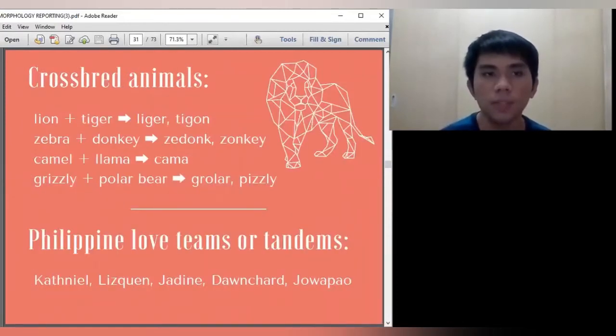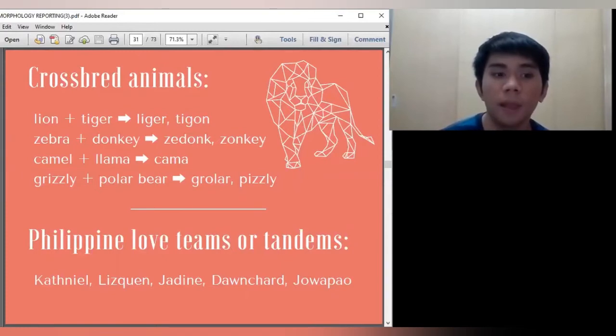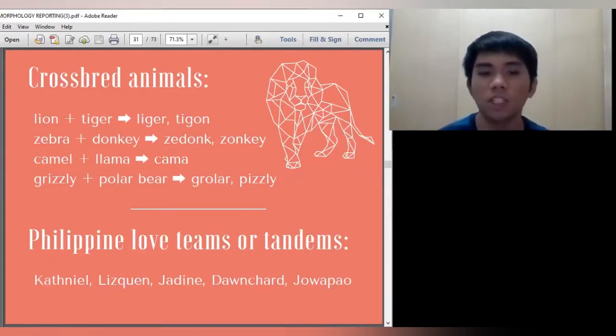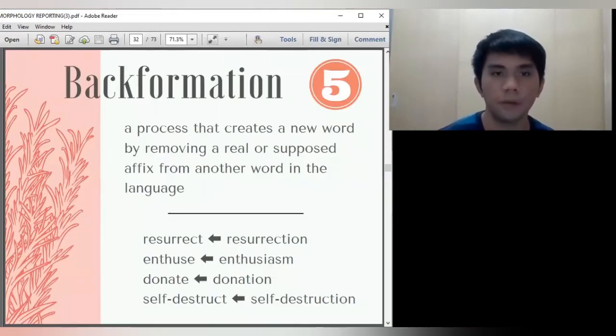It's also used for crossbred animals. So liger and tigon is actually from lion and tiger. So zidonk and zonkey from zebra and donkey. Kama is from camel and llama, and growler or paisley is from grizzly and polar bear. Also, in our Philippine love teams or tandems, we employ this process. For example, we have Katniel, from Katrine and Danielle, Lizken, Jaylene, Donchard, Joa Pao, and a lot more.